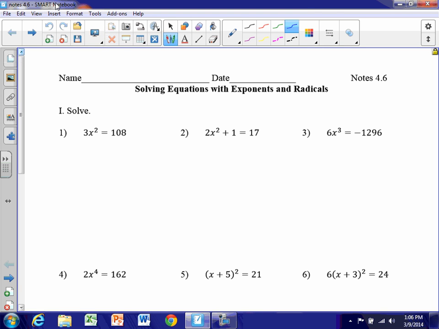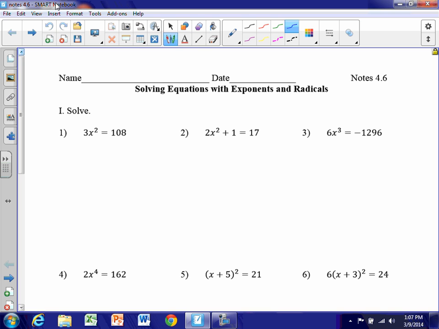Okay guys, today's going to be a little long, but there's lots of good examples here, so just bear with me. Today we're going to be solving equations with all this exponent and radical stuff we've been learning about.